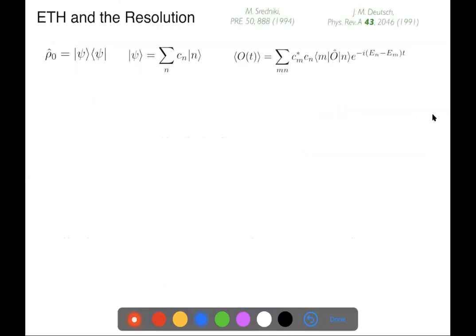Okay. So Srednicki and Deutsch tried to find a resolution, which is known as the eigenstate thermalization hypothesis. And the first thing they did, which I have written down here, is write down what you would get out of standard quantum dynamics. This is exactly what we had written in the first or second slide.